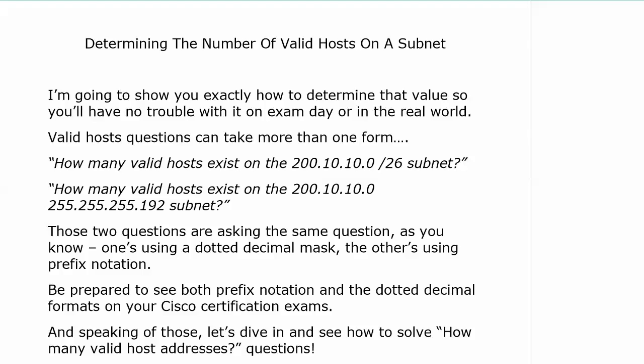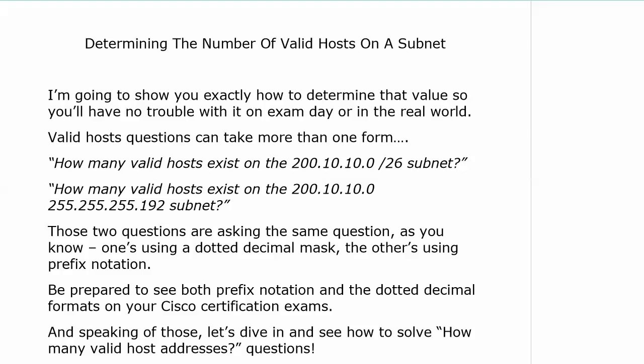We know now that our valid host questions, just as our valid subnets questions, can take more than one form, because we have more than one way to express that mask. The questions, how many valid hosts are on the 200.10.10.0/26 subnet, and how many are on the 200.10.10.0, 255.255.255.192 subnet, are exactly the same question. One's using prefix notation, the other's using dotted decimal, and we know we have to be ready for either one of those formats on our exams.